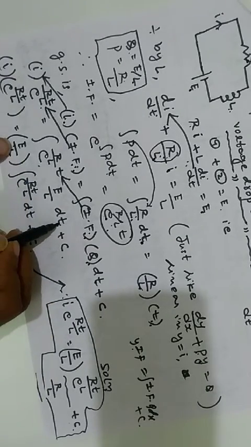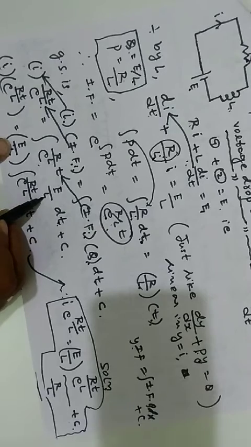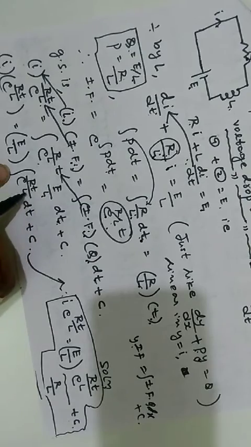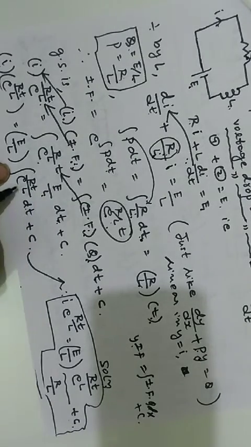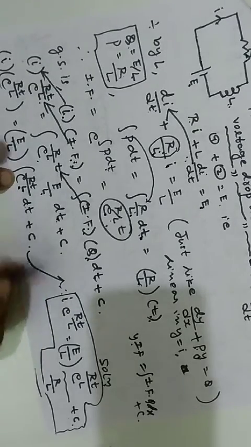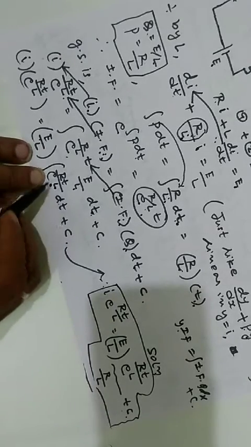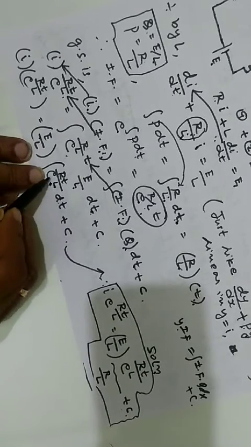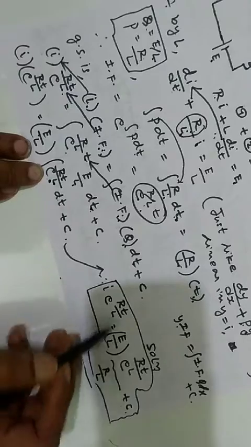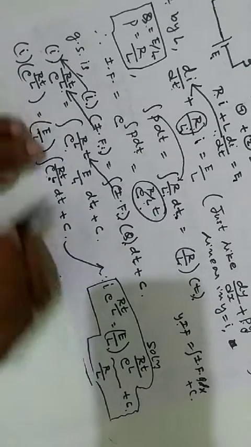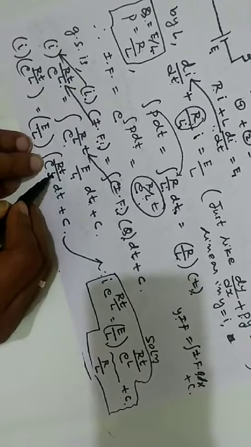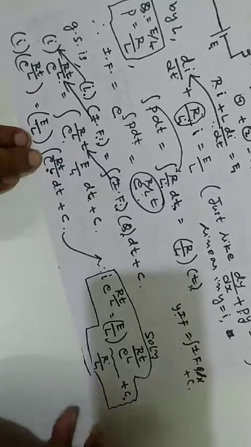So, with respect to t, E and L are constants, take it outside. E by L I have taken. What is remaining? E to the power RT by L, dt plus C. Now, I have to integrate this. How do you integrate? Integral of e to the power 2x means e to the power 2x by 2, divided by the number behind x. In the same way, integral of e to the power RT by L means e to the power RT by L divided by the number behind t. What is the number behind t? R by L. So it is E by L times e to the power RT by L divided by R by L, plus C.